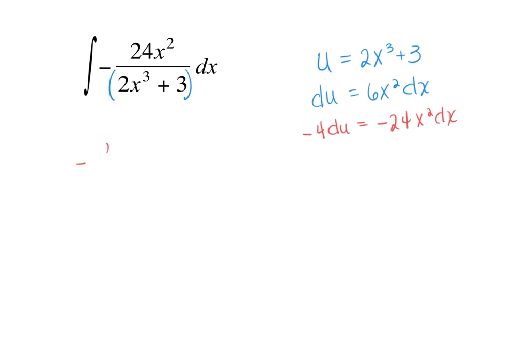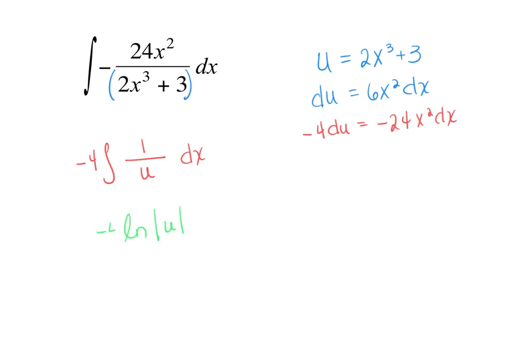The negative 4 times dx gives me my negative 24x squared, right? And I can just put the negative 4 out in front. That's fine. And then my u is to the first power in the denominator. And now I have a really easy natural log. The antiderivative of something in the denominator to the first power is just natural log of that function.